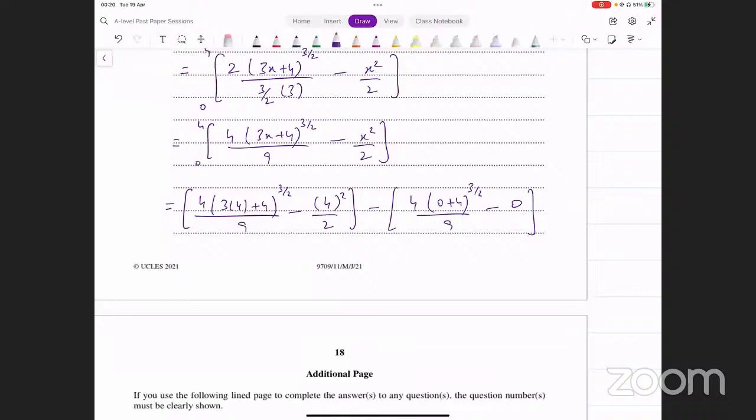What does that give us? Give you 4 into 16 k power 1 over 2. That's 4 cube. 4 into 4 cube divided by 9 minus 8. That's the first bracket. I'm getting 184 over 9 here. Please correct me if I'm wrong. In the second bracket, I'm going to get 4 into 8 divided by 9. That is 32 over 9. And that's going to give us the area, 184 minus 32 divided by 9. That is 152 over 9.